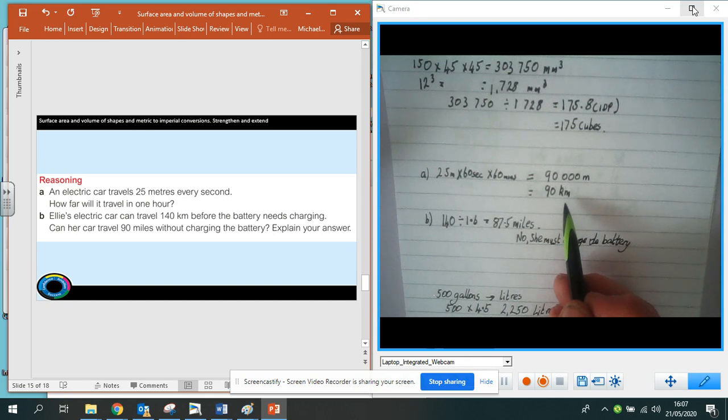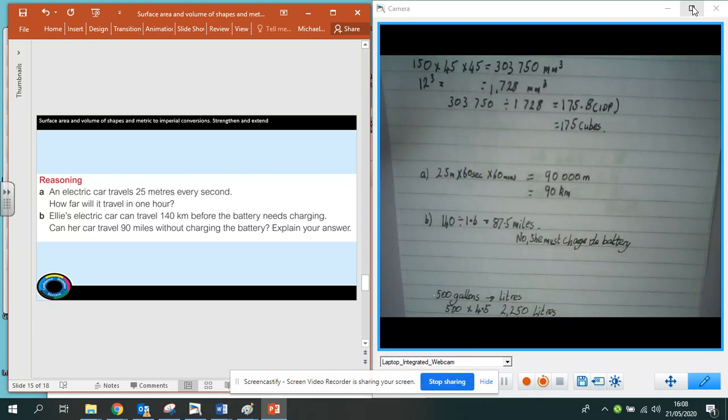Part B. Ellie's electric car can travel 140 kilometers before the battery needs charging. Can her car travel 90 miles without charging the battery? Explain your answer. Okay, so what we have to do is to convert this 140 kilometers into miles. And if you remember from the last time we did this, the conversion factor is 1.6, and because we're turning kilometers into miles, we are dividing by 1.6. 140 divided by 1.6 is 87.5. So 140 kilometers is 87.5 miles.